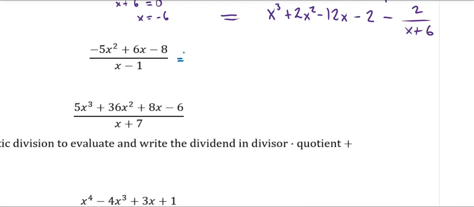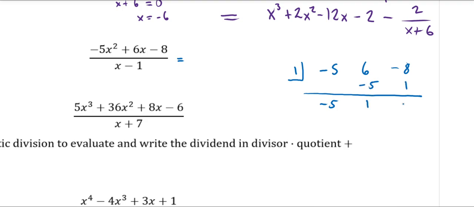So let's repeat. Let's first go over here and encode these coefficients, minus 5, 6, and minus 8. We are dividing by x minus 1, so we have a root of 1, and we complete this division as such, dropping the minus 5 down, multiplying by 1, taking the sum, and so on. This goes down from x squared down by 1 to x, and so we'll wind up with minus 5x plus 1 minus 7 over x minus 1.